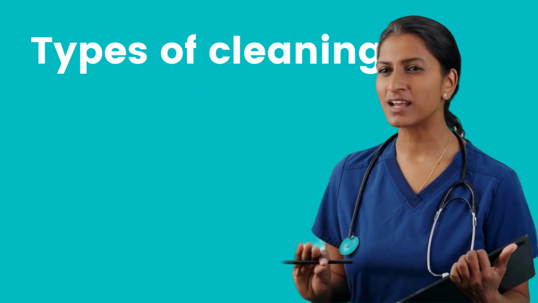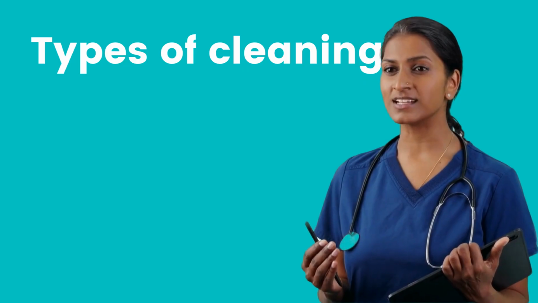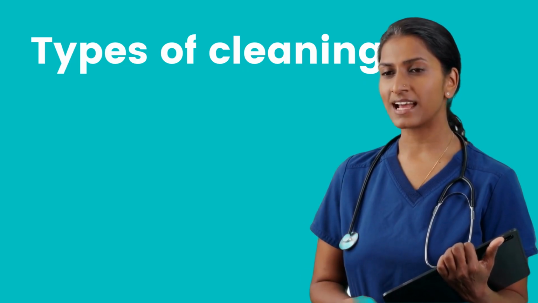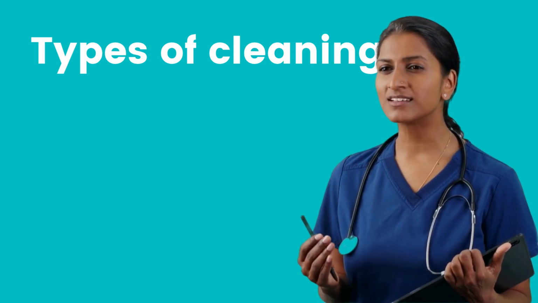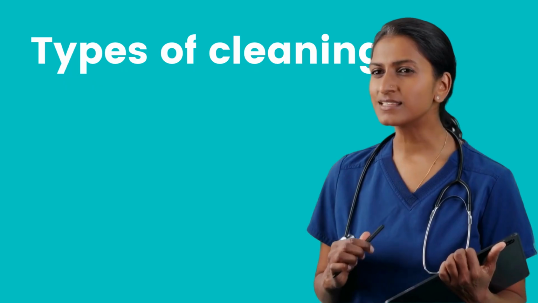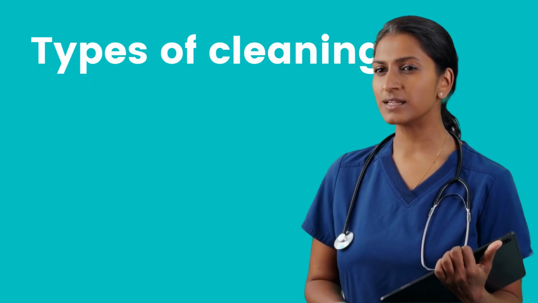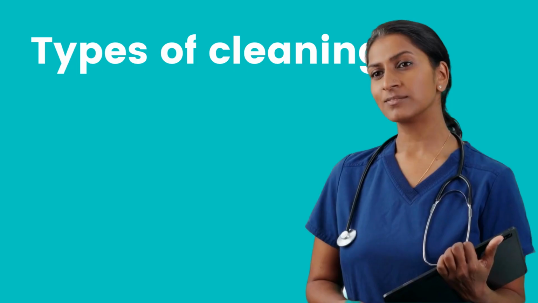There are 3 main levels of cleanliness used in veterinary settings. These are removing gross contamination, cleaning, disinfecting, and sterilisation. Each level serves a different purpose, and it's important to use the right method at the right time. Think of these as steps on a scale, from basic cleaning through to complete elimination of microorganisms.